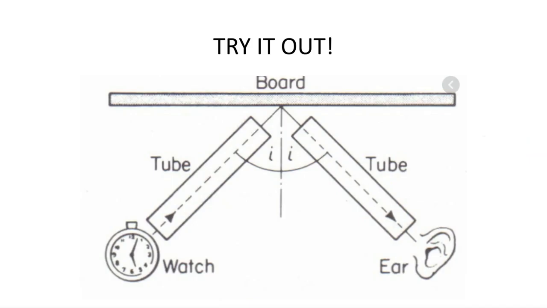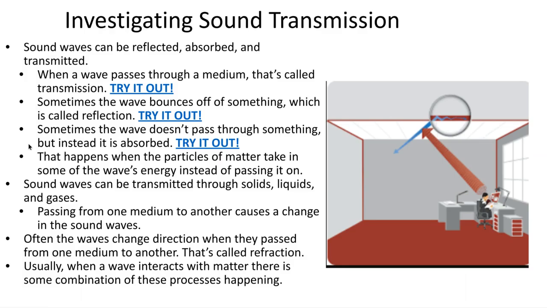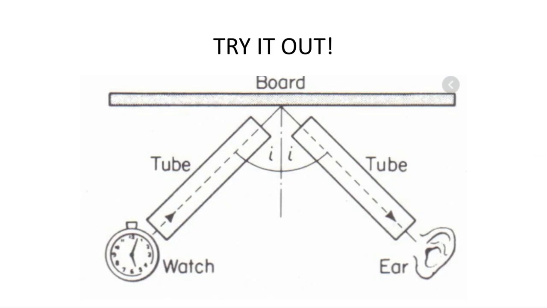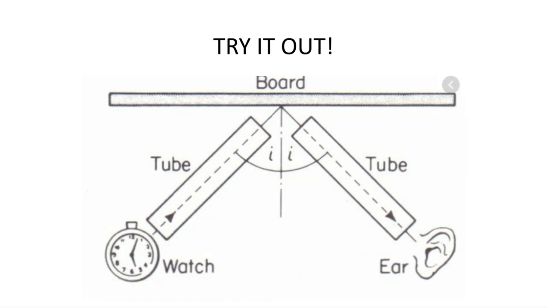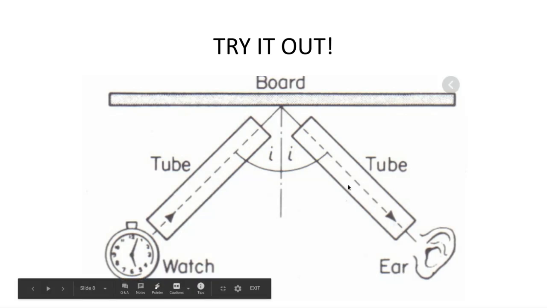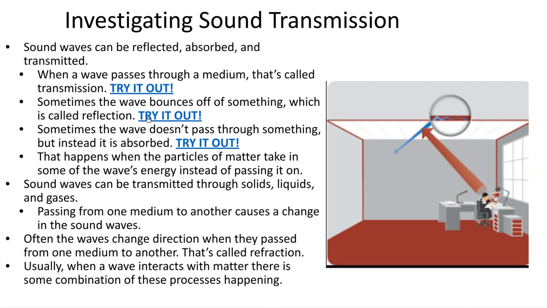Here is the try it out, the two experiments that I wanted you to do. For reflection, you could get two paper towel tubes and a board, and line the paper towel tubes up like you see in the picture. Put a watch or something that moves on a battery, and then put your ear on the other end, and you will hear the watch through the tube bouncing off the board. So you can try it out and see if you can hear sound reflecting.